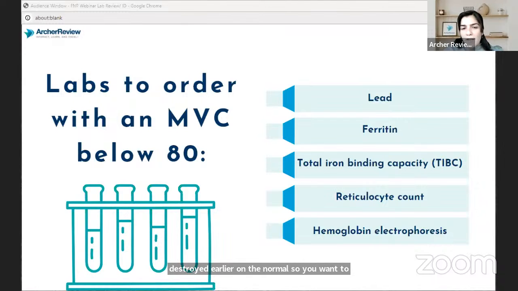And then you also have your hemoglobin electrophoresis that you want to order because that'll help you sort out between thalassemia or sickle cell anemia. So when you see a low hemoglobin and hematocrit, low MCV, microcytic anemia, these are the lab values that you're going to order to follow up and determine where it's coming from, what the cause is.